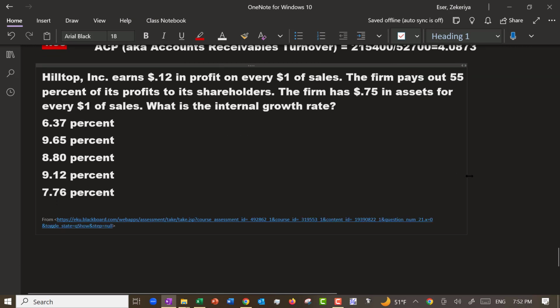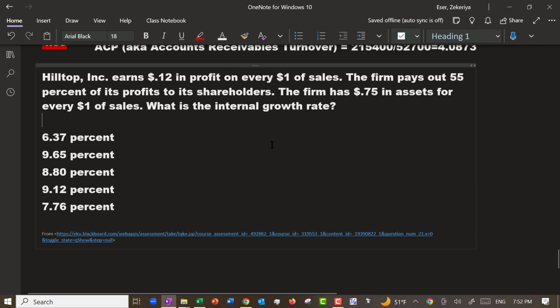Hilltop. Sounds like a Walking Dead fan wrote this question. I haven't seen the last season yet, so don't give me any spoilers.